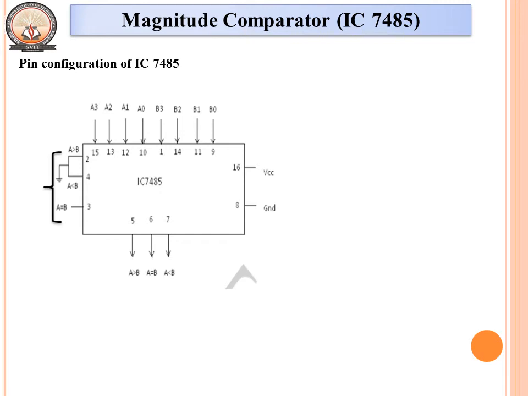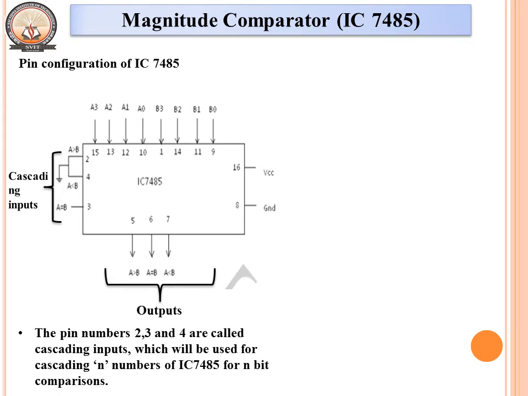One more important thing to see here is that pins 2, 3 and 4 act as cascading inputs. Using this IC, we can compare two 4-bit numbers. Whenever you want to compare more than 4-bit numbers, we use these cascading inputs. The outputs are obtained from pins 1, 5, 6 and 7. As I told you, whenever you want to compare more than 4 bits, we can cascade one more 7485 using pins 2, 3 and 4.